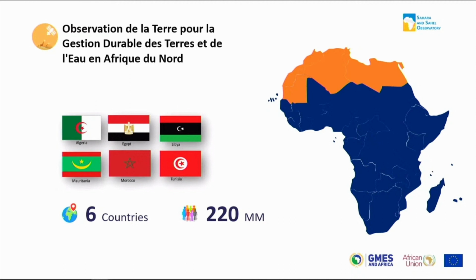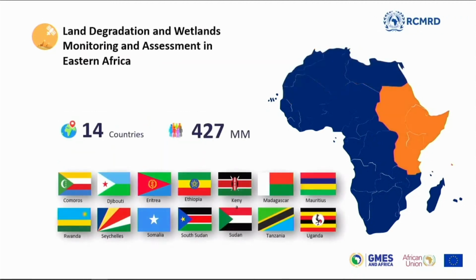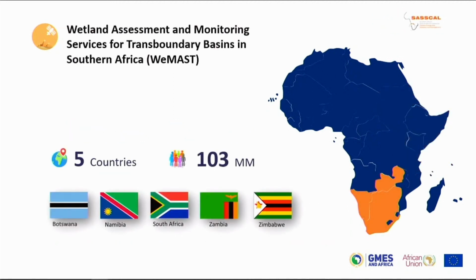We have the OSS. They work on the observation de la terre pour la gestion durable des terres et de l'eau en Afrique du Nord. We also have the countries and the population, 6 and 220. Then the RCMRD, they cover 14 countries, quite a lot in Eastern Africa, and they work on the land degradation and wetland monitoring and assessment in Eastern Africa. The last but one, if I'm not mistaken, we have SASSCAL, wetland assessment and monitoring services for transboundary basins in Southern Africa. And we can also see the countries that they cover.